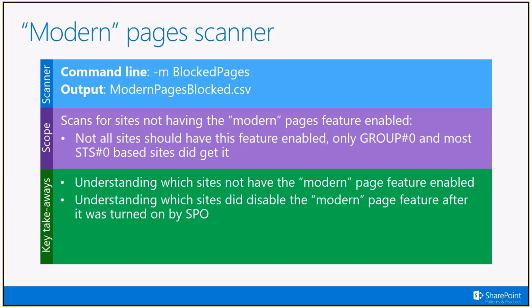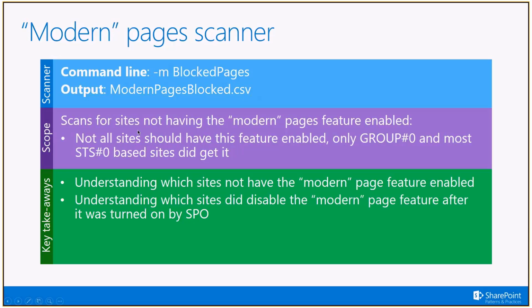Okay, so remember we said the tool has 3 sections: modern pages, modern list and libraries, and ignored customizations. Let's talk about modern pages. By default, when you run the scanner, like I showed previously, it will scan for all 3 elements: pages, list and libraries, and customizations. You can, however, also do a targeted scan. So you could say, I only want modern pages, then you provide the -m blocked pages. This scan outputs this file, modern pages blocked.